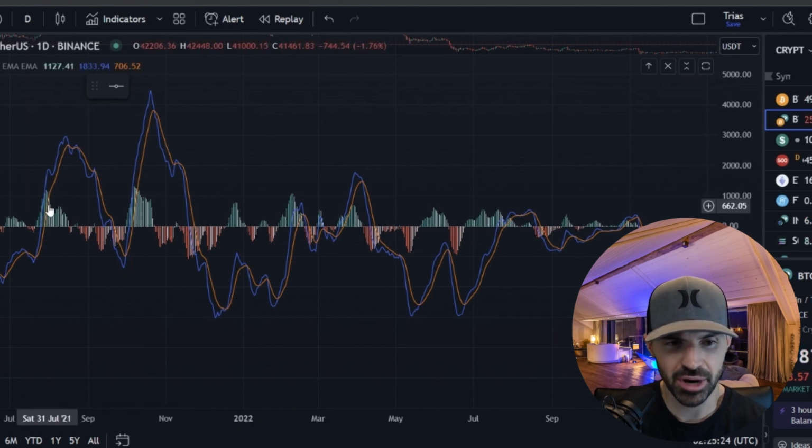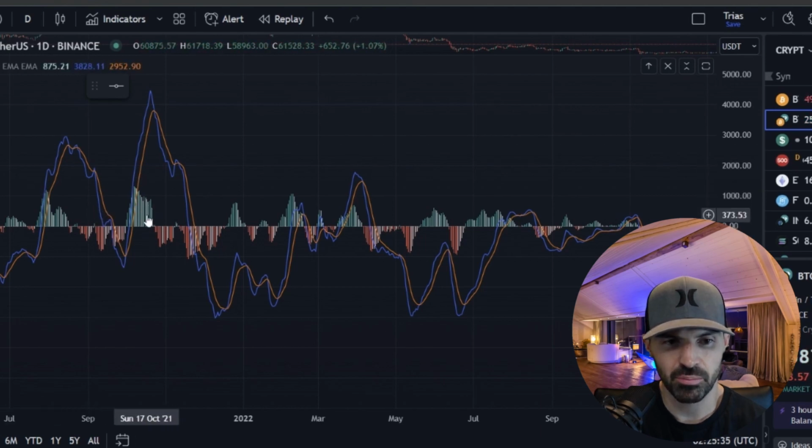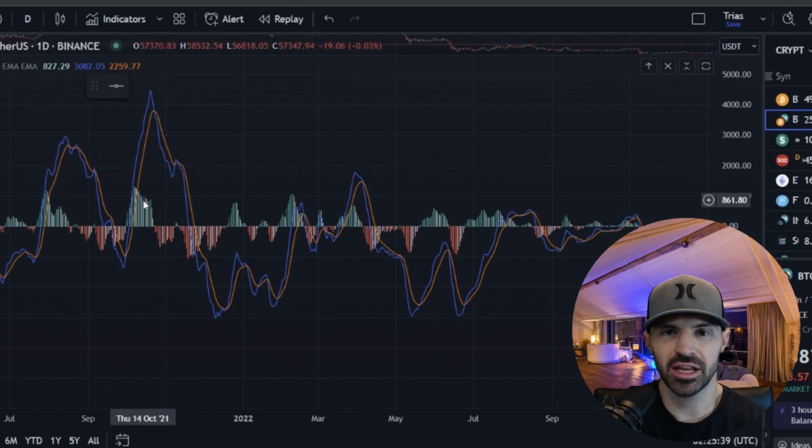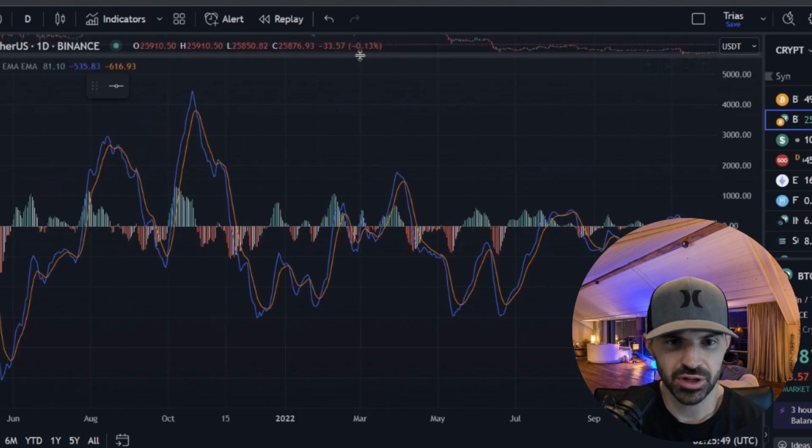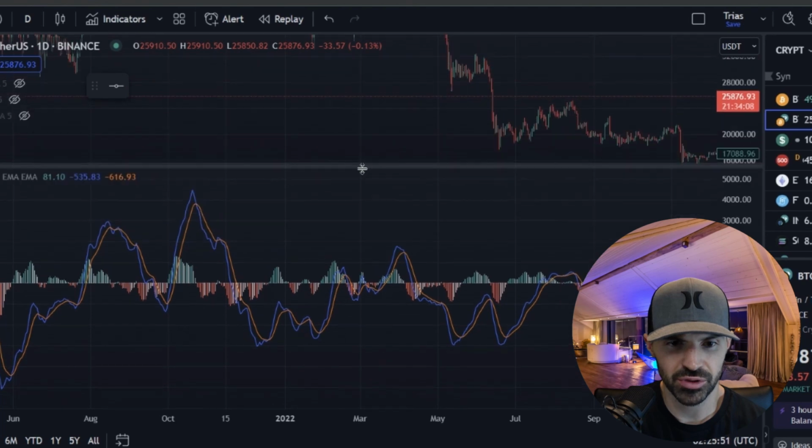So the higher the bars on the histogram, that indicates when the MACD line and the signal line separate and get further apart. Then you'd have bigger lines on the histogram, and that's indicating stronger trade momentum. So I'm going to bring it down now, and I'll show you with the candlesticks.